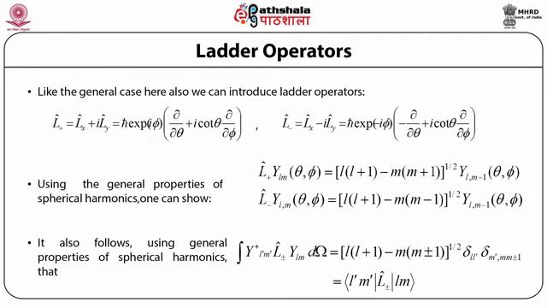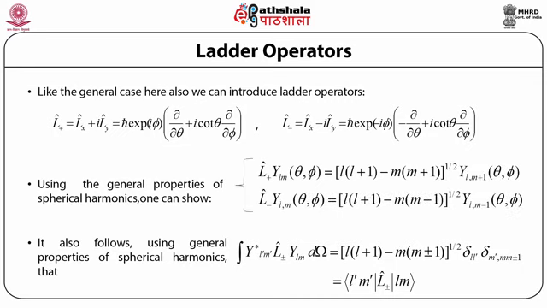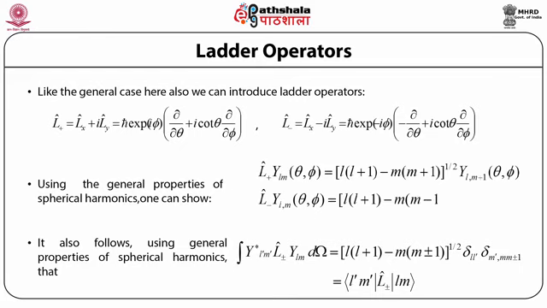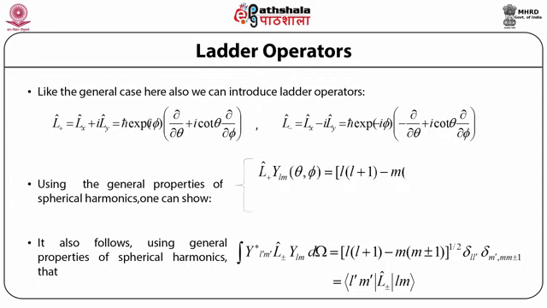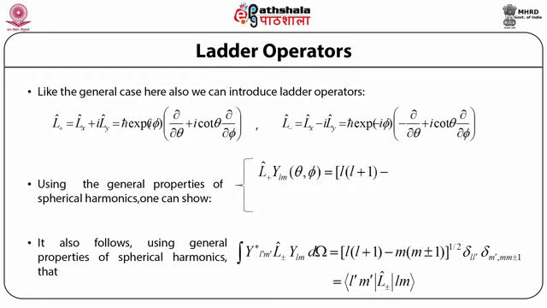So to summarize, we can write integral Y L prime M prime star operator L plus minus Y L M is equal to the expectation value of the operator L plus minus with respect to the state vector L M, and is given by bra vector L prime M prime operator L plus minus acting on ket vector L M.